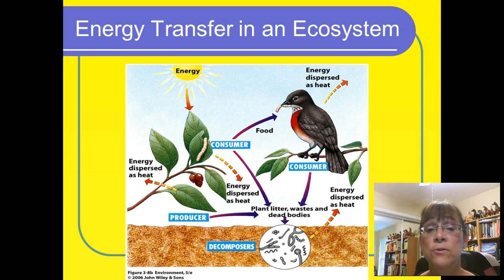Again, we're going in a lateral direction, so we're going from one plant to one herbivore to the carnivore, or the secondary consumer. And then, of course, if the bird dies, or the plant dies, or the worm dies before the bird gets it, we have decomposers that actually start breaking up that dead matter and returning it as nutrients to the soil. So there's also an energy exchange there as well as a heat exchange.